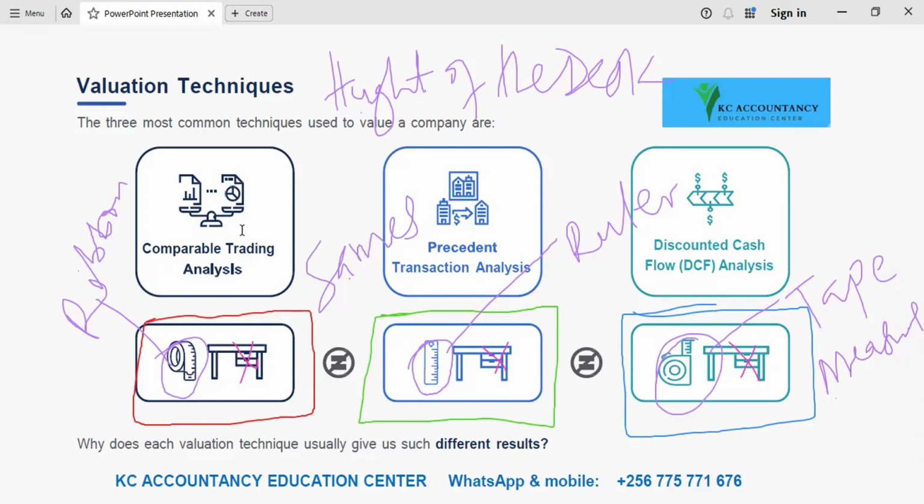In other words, they are going to give us the same height for the desk. So, the question is, why is it that when we measure the value of a company three different ways, we essentially get different results? Essentially, why is it that each valuation technique will give us such different results? We need to explore this and understand it.